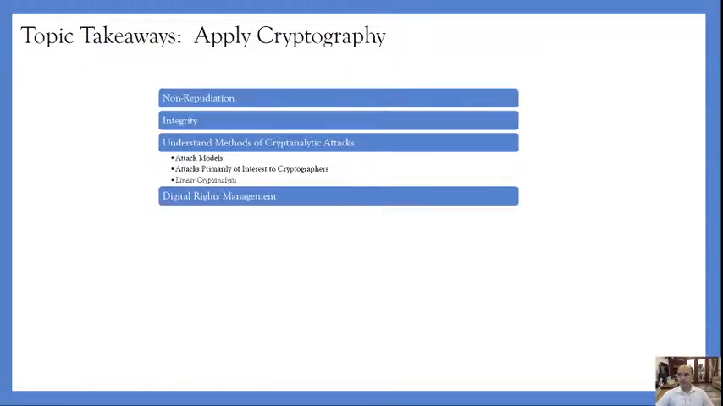The next topic is related to cryptography only, and in cryptography you need to understand how cryptography can help in non-repudiation, especially the digital signature, and in integrity, and what exactly the impact of the same is. And also we need to understand the methods of cryptanalytic attacks, what are the different attack models, parallel attacks and other attacks. Then attacks primarily of interest to cryptographers, which are those, and linear cryptanalysis you need to understand. You also need to understand the difference between cryptanalysis, cryptography and cryptology, right? Then finally you need to understand digital rights management, DRM.